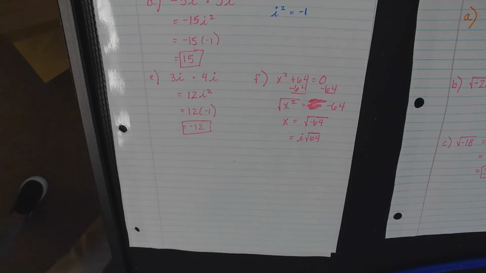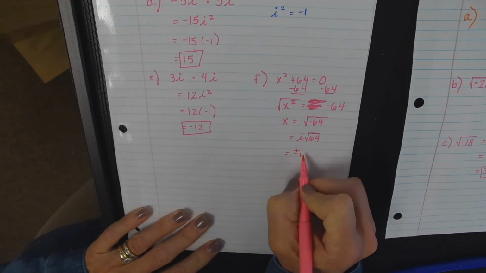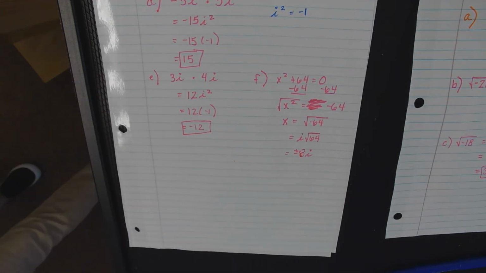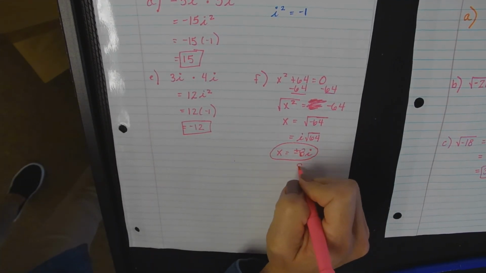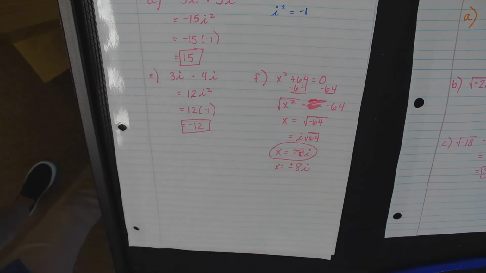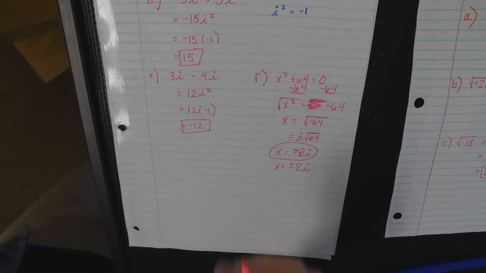So the square root of 64 is simply 8. To be a little more specific, that's 8i. Do you remember why I have plus or minus? What's negative 8 times negative 8? Positive 64. I don't love this problem.